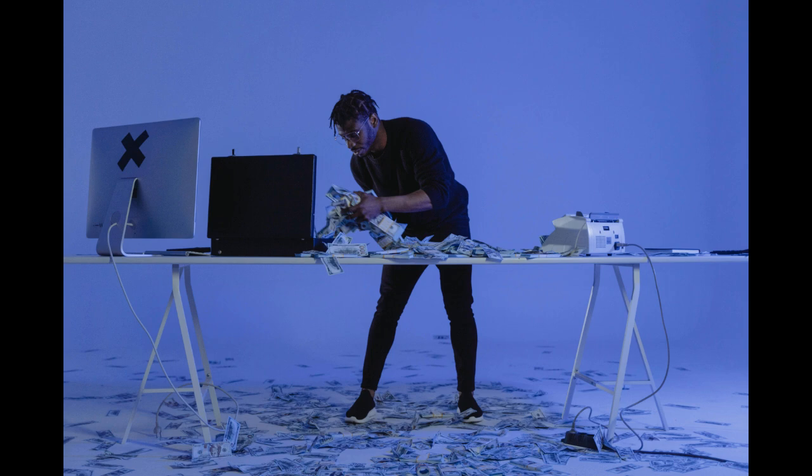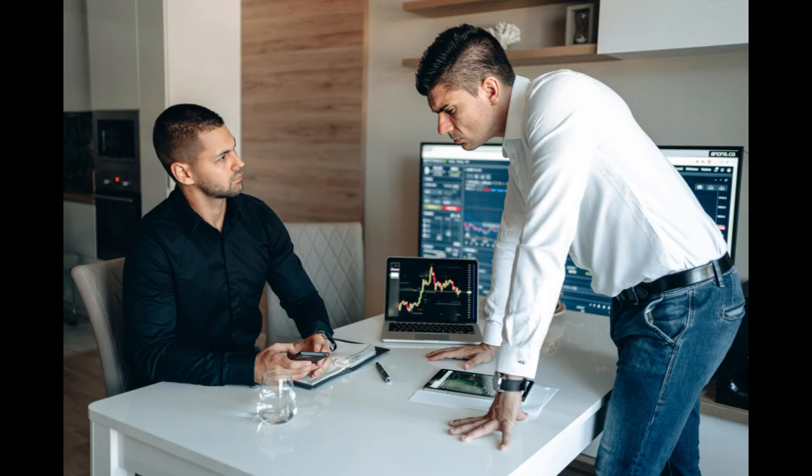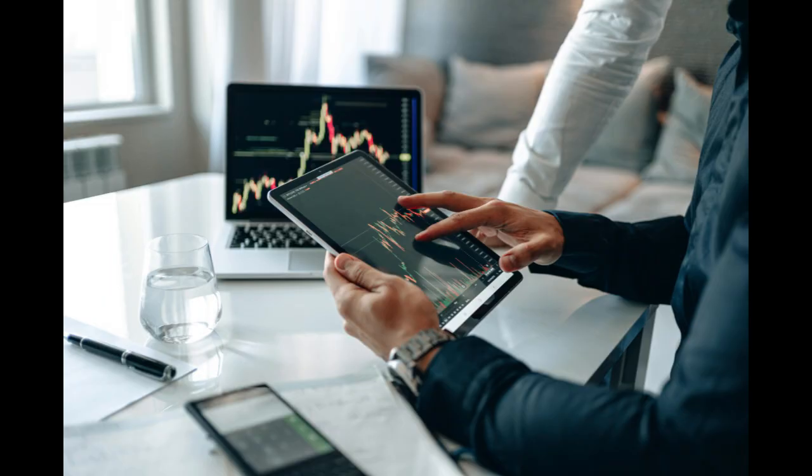Get familiar with basic trading terms. Market order, instant buy-sell at current price. Limit order, buy or sell at a specific price. Stop limit, a conditional order for more control.